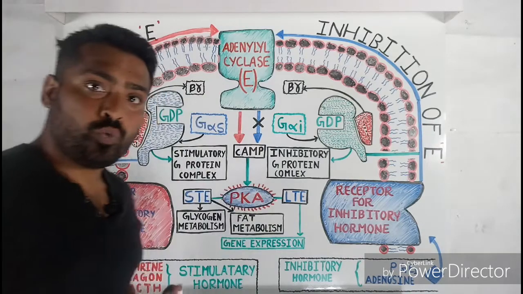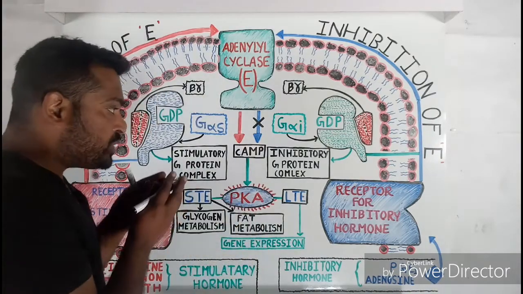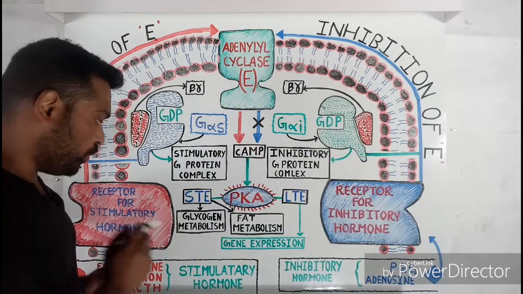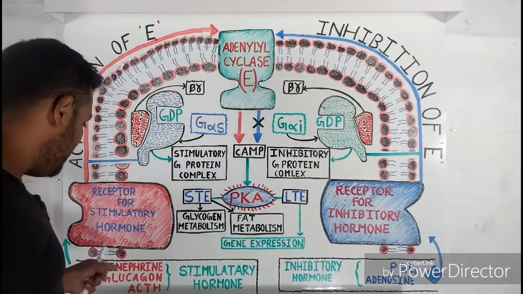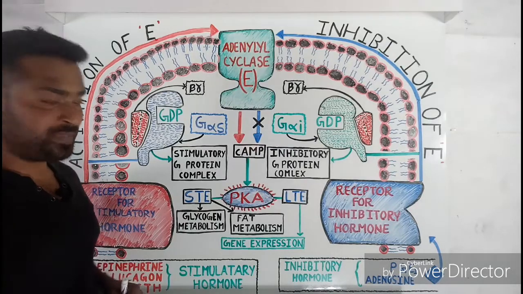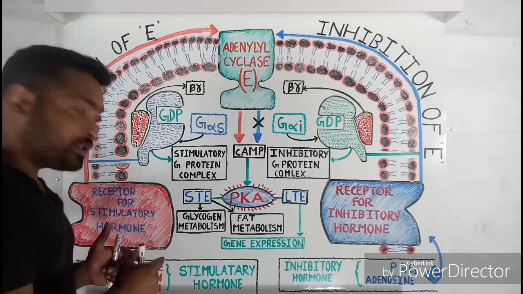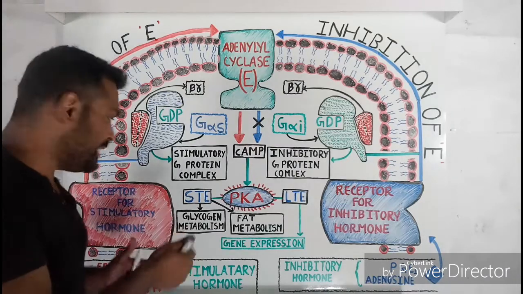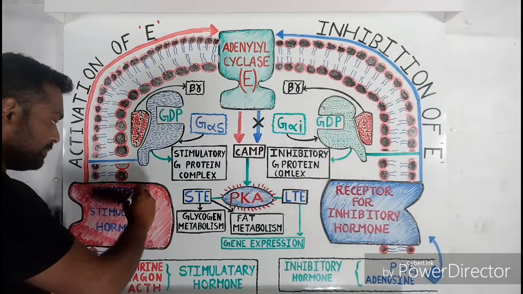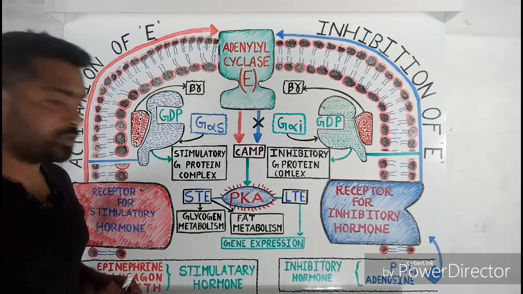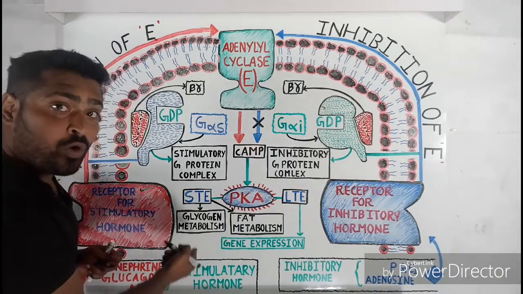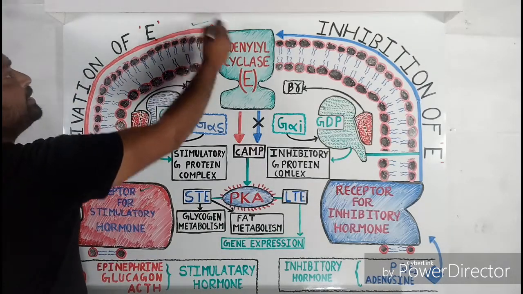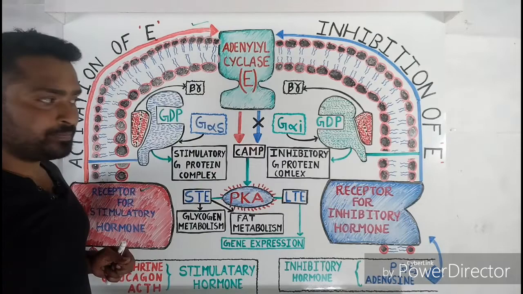In this diagram we have two pathways which are opposite in nature. On one side we have stimulatory hormones like epinephrine, glucagon or ACTH. These stimulatory hormones bind to the receptors which are specifically designed for them, and those receptors are receptors for stimulatory hormones. The binding of these hormones to their receptors is activating the adenyl cyclase.